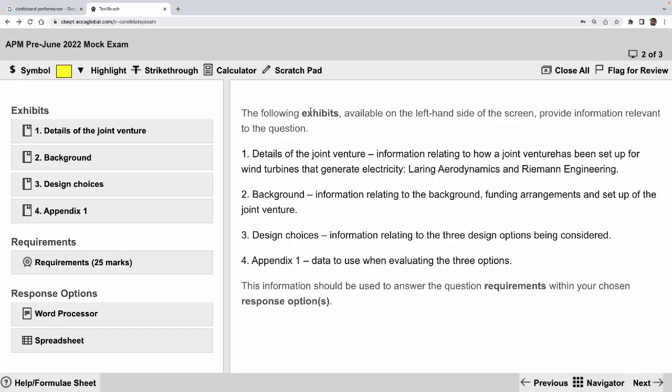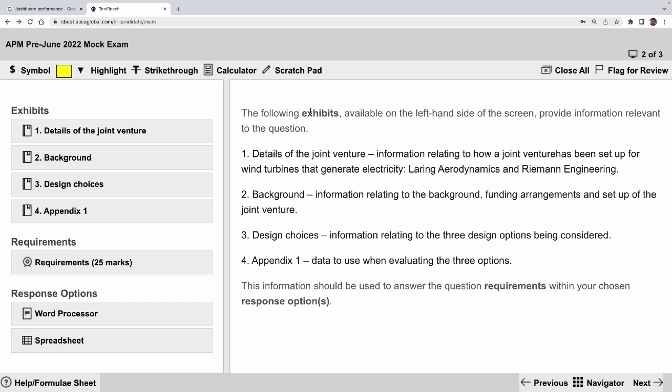Right, we're looking at the following question that talks about details of a joint venture, relating how a joint venture has been set up for the wind turbines and generating, let's say, Laring Aerodynamics and Raymond Engineering, with background information relating to the background funding arrangement and setup of the joint venture.